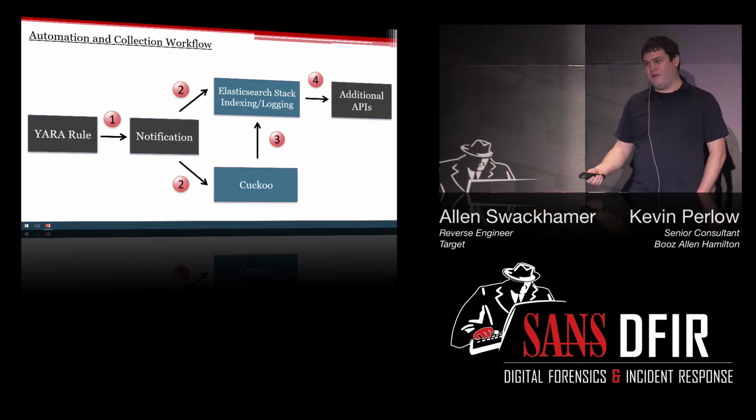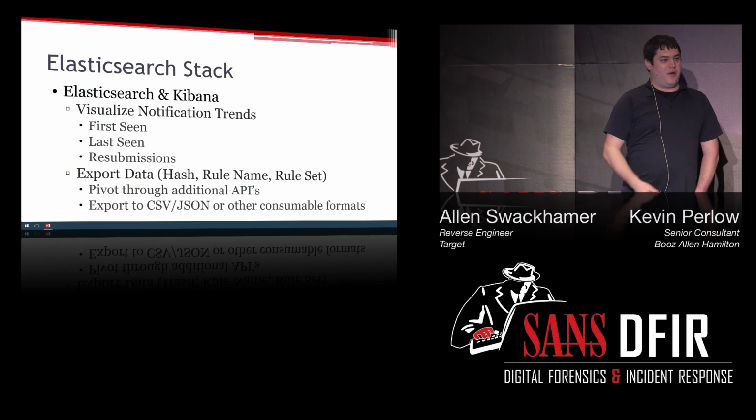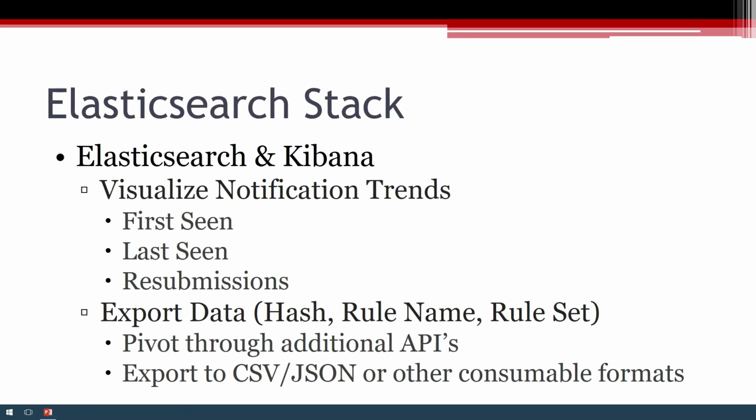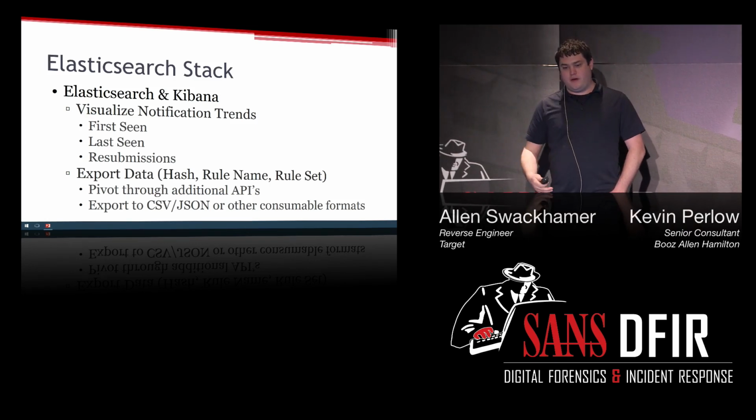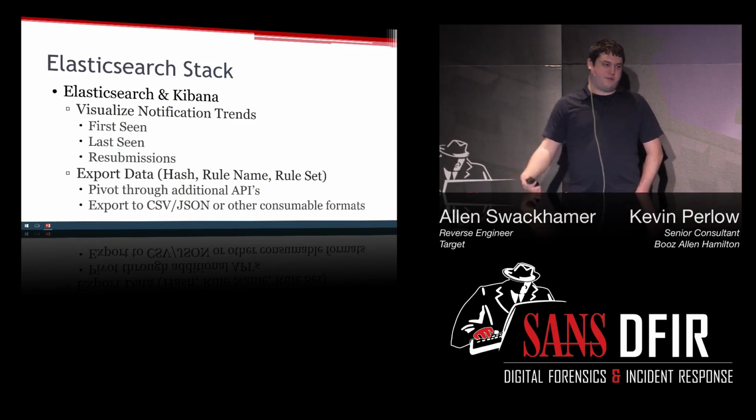So why even put this into Elasticsearch? Why not MySQL or SQLite or something like that? Well, because Elasticsearch allows you to aggregate on this data, give you counts of how many times certain notifications have hit, as well as do trend-based analysis of date histograms, so you can see notifications over time, how they appear, if there's spikes or any other things. You can also see if a file has been resubmitted multiple different times. And you can also export the data, right?